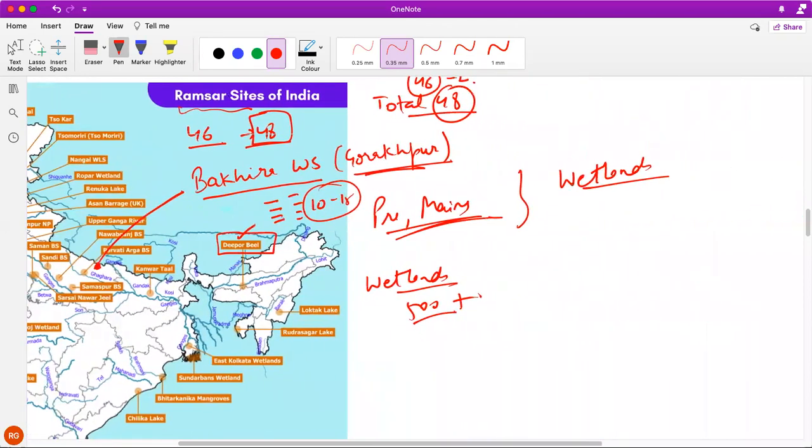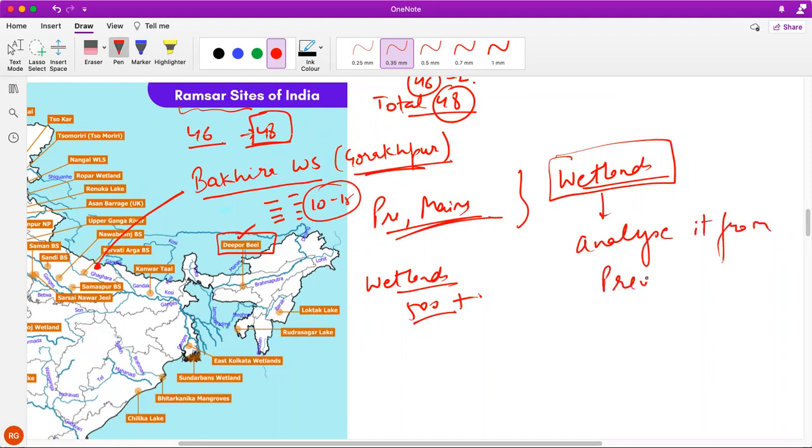We can't remember all the facts; it becomes very cumbersome for us. So rather than remembering all the facts, what you need to do is analyze it from a previous year question perspective: how UPSC is asking the question on these. So basically, suppose Deepor Beel.